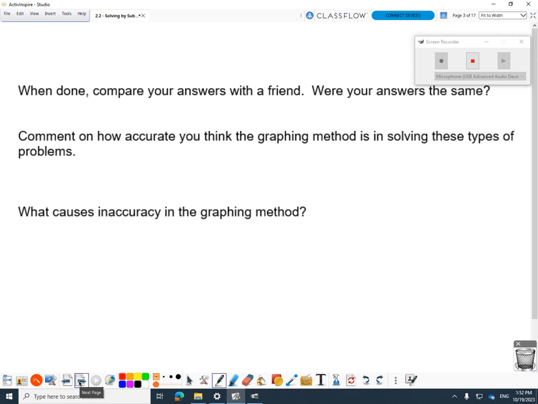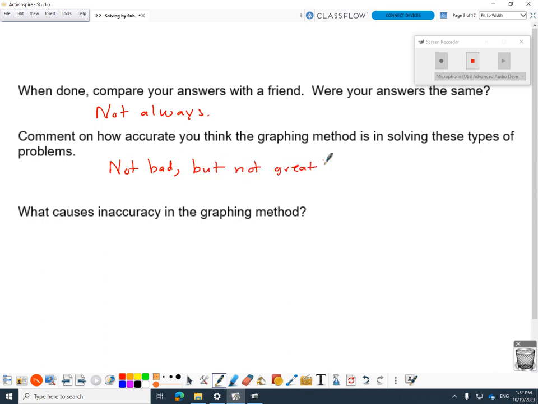Not always. And it wasn't because people were wrong. That's not what the problem was. The problem is, with graphing, you might not get the same answer. You get a close answer. That's the best you can do is close. Comment on how accurate you think the graphing method is. I'm going to say not bad, but not great.